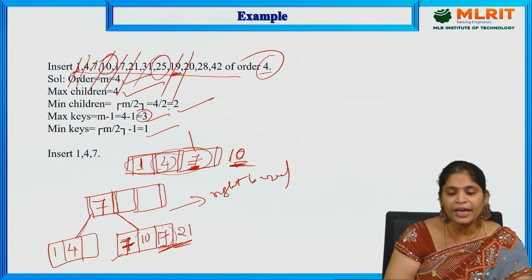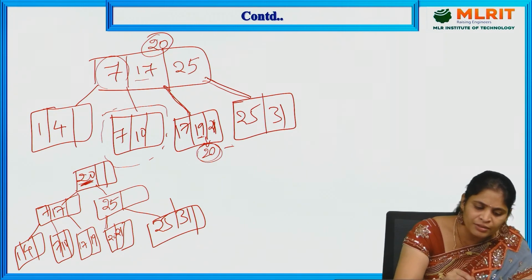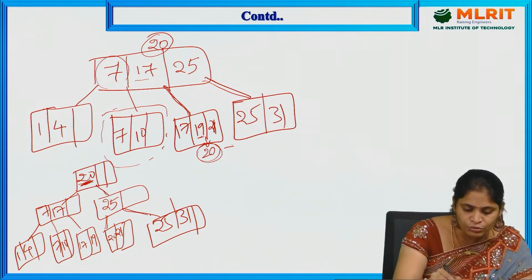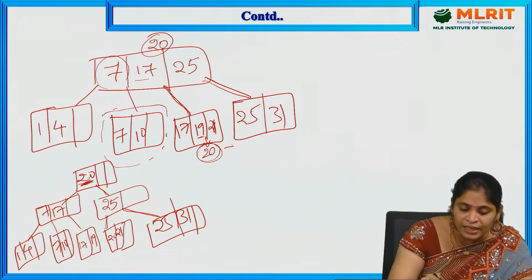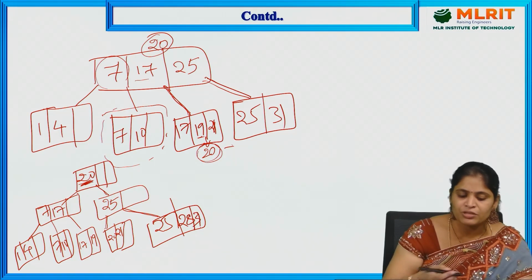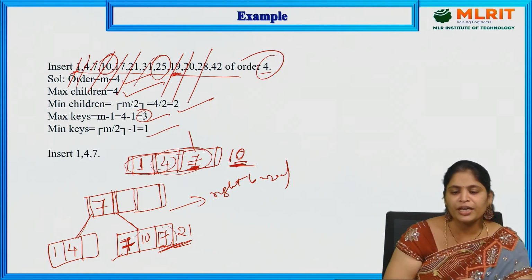Next, 28. Where should I insert 28? See, 28 is greater than 20, that is the right subtree. 28 is greater than 25, okay, that too to the right part. And here, where should I insert? After 25, 28, then 31, which is already there. Okay, so in this manner, I insert 28 also.